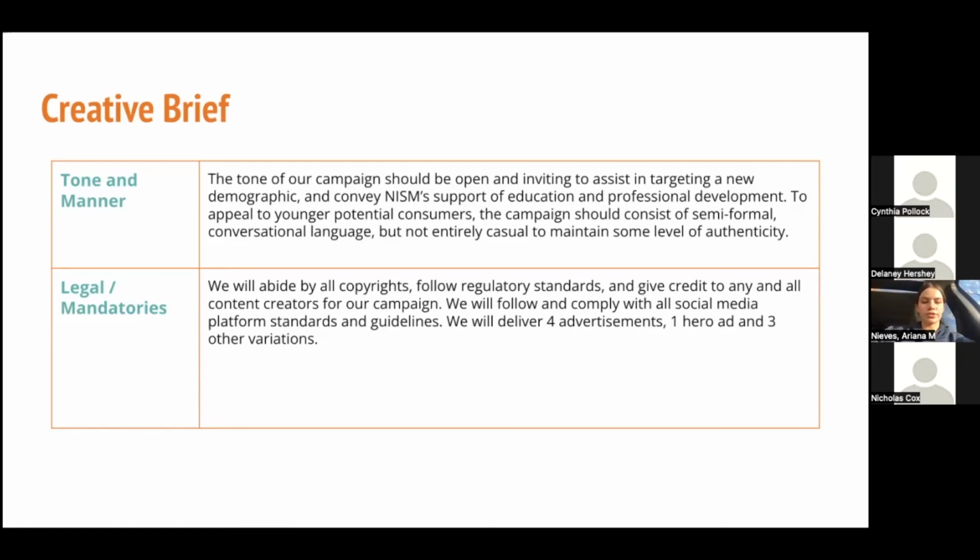And as far as the legal and mandatories, we will abide by all copyrights, follow regulatory standards, and give credit to any and all content creators for our campaign. We will follow and comply with all social media platform standards and guidelines. And as far as our expected output, we will deliver 4 advertisements, including 1 hero ad and 3 other variations of that ad.